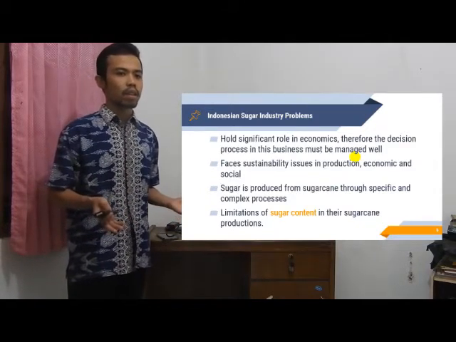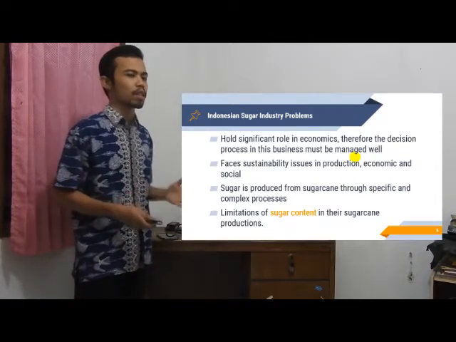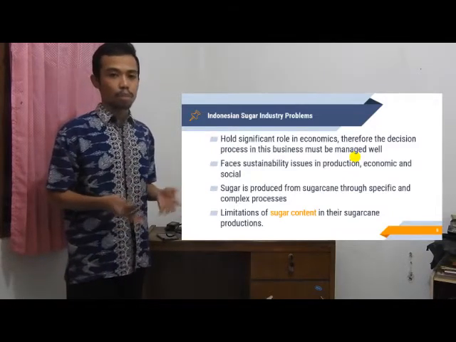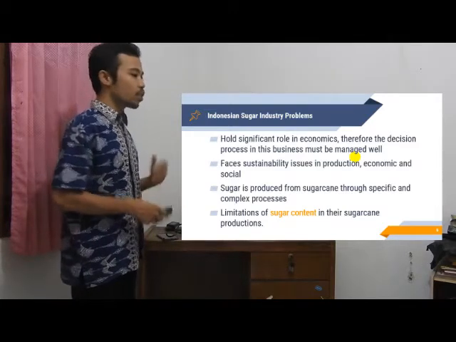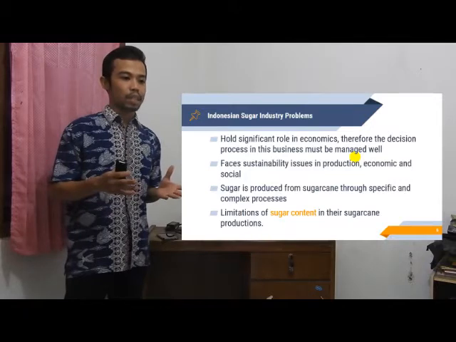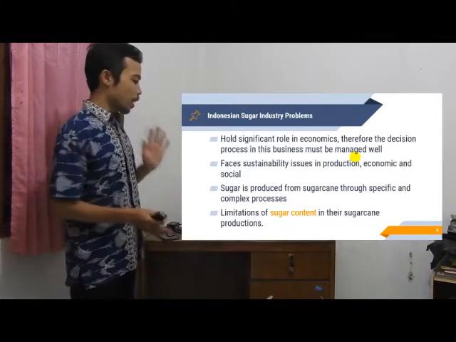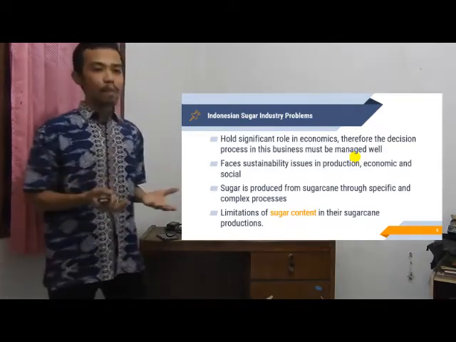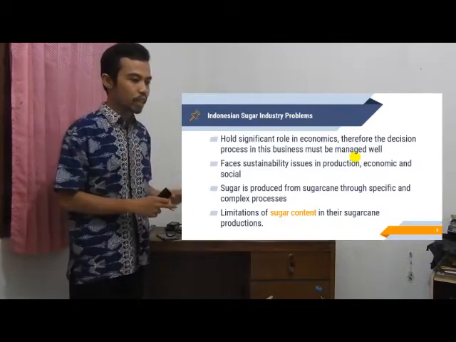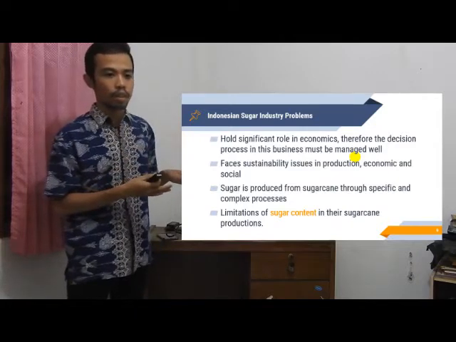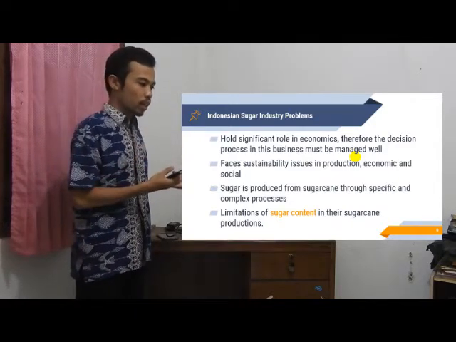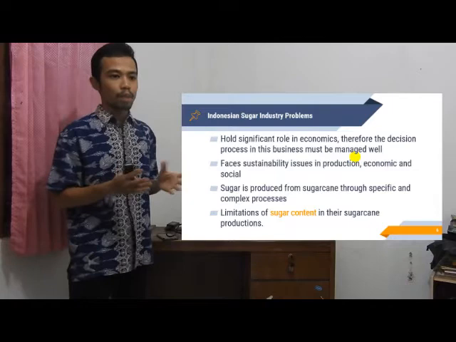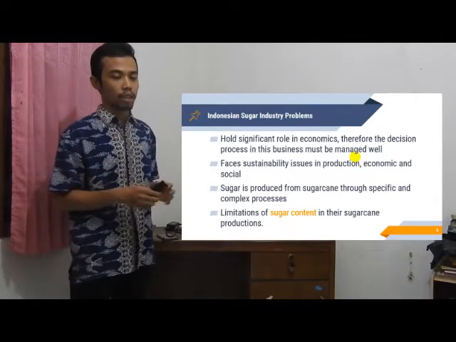Every industry faces sustainability issues, but in the sugar industry it is very serious because they face production sustainability. The sugar industry produces sugar from sugar cane through a complex and specific process. But the main problem is the availability of sugar raw materials, and the quality and sugar content of the sugar cane. We want to solve this problem and improve the sugar content of the sugar cane.